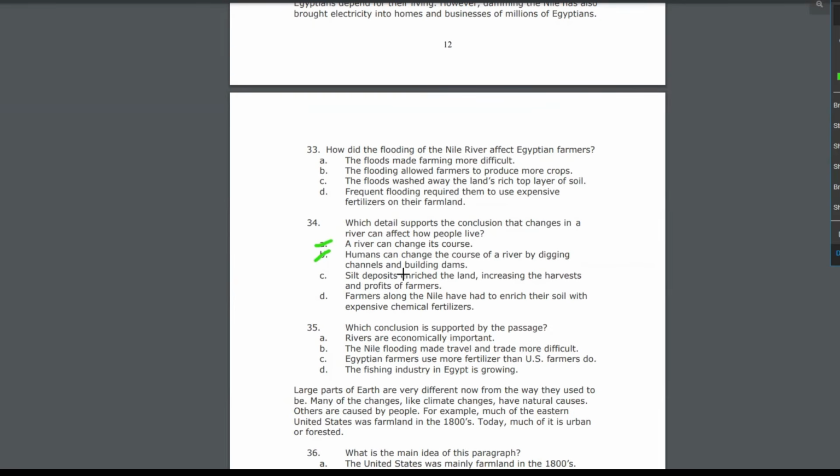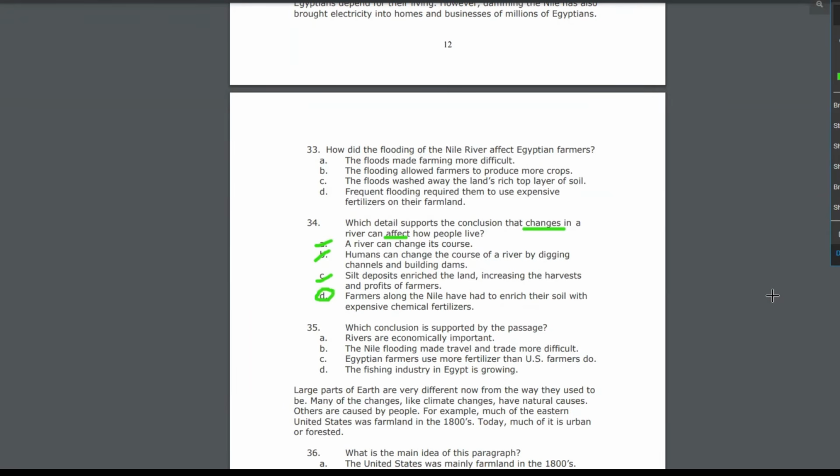All right, C, silt deposits enrich the land, increasing the harvest and profits of the farmers. That is true, but the question is looking at the changes that occurred, right? So that was the key, is making sure you understand specifically what they're asking, which leaves us with D. Farmers along the Nile River had to enrich their soil with expensive chemical fertilizers. This was the change. This was the result, which is the effect, right? It was the result of the dam being built.